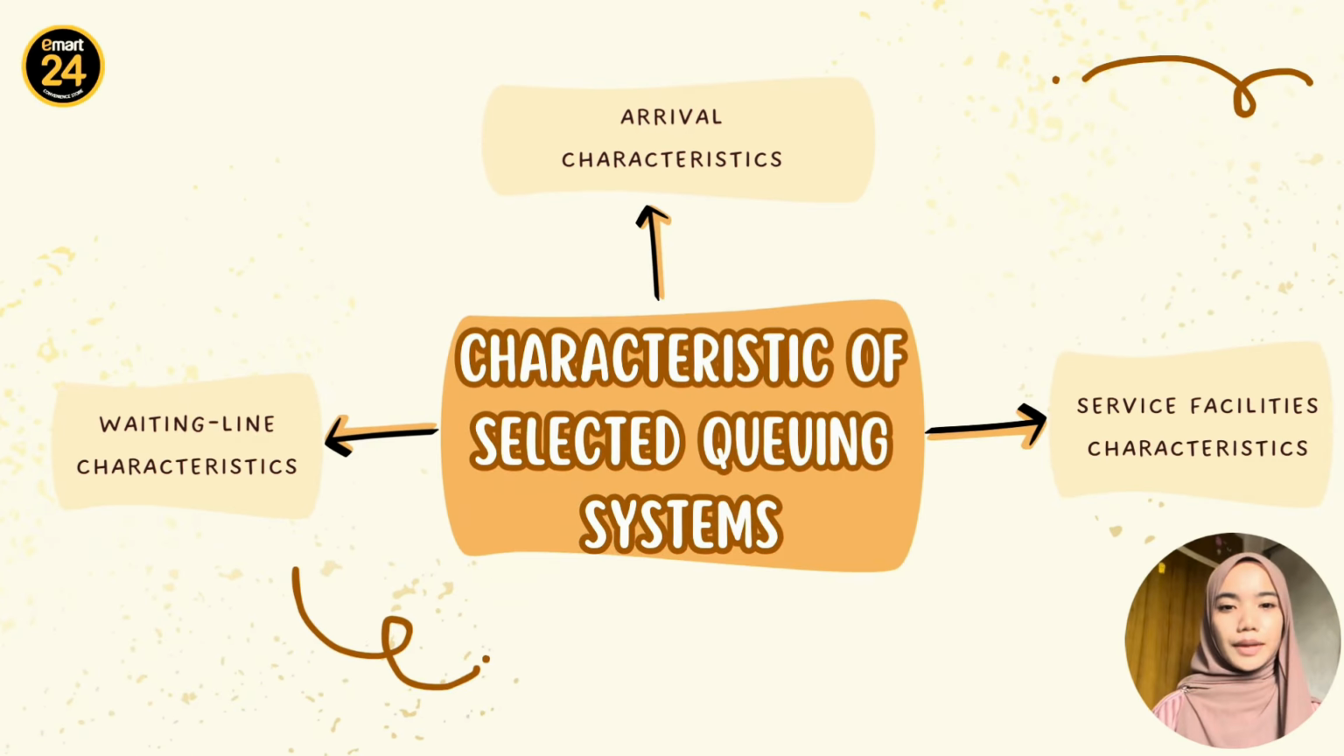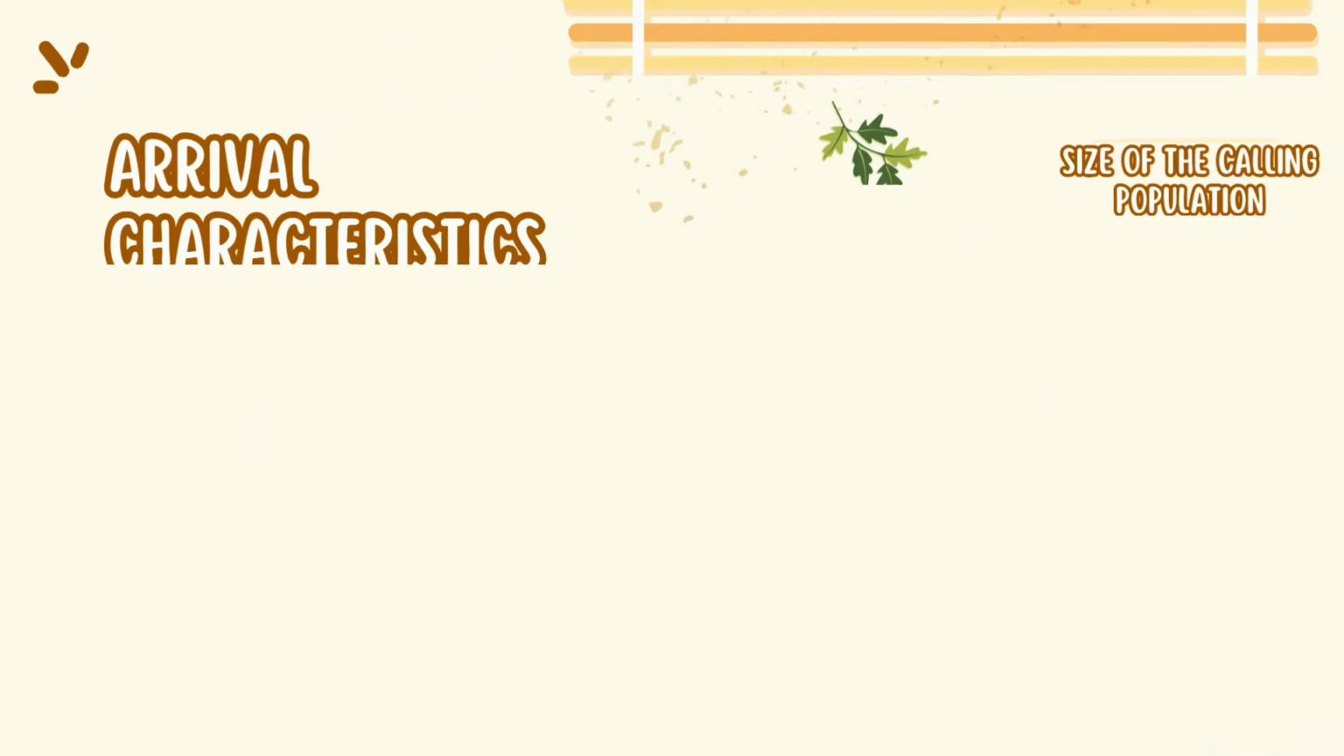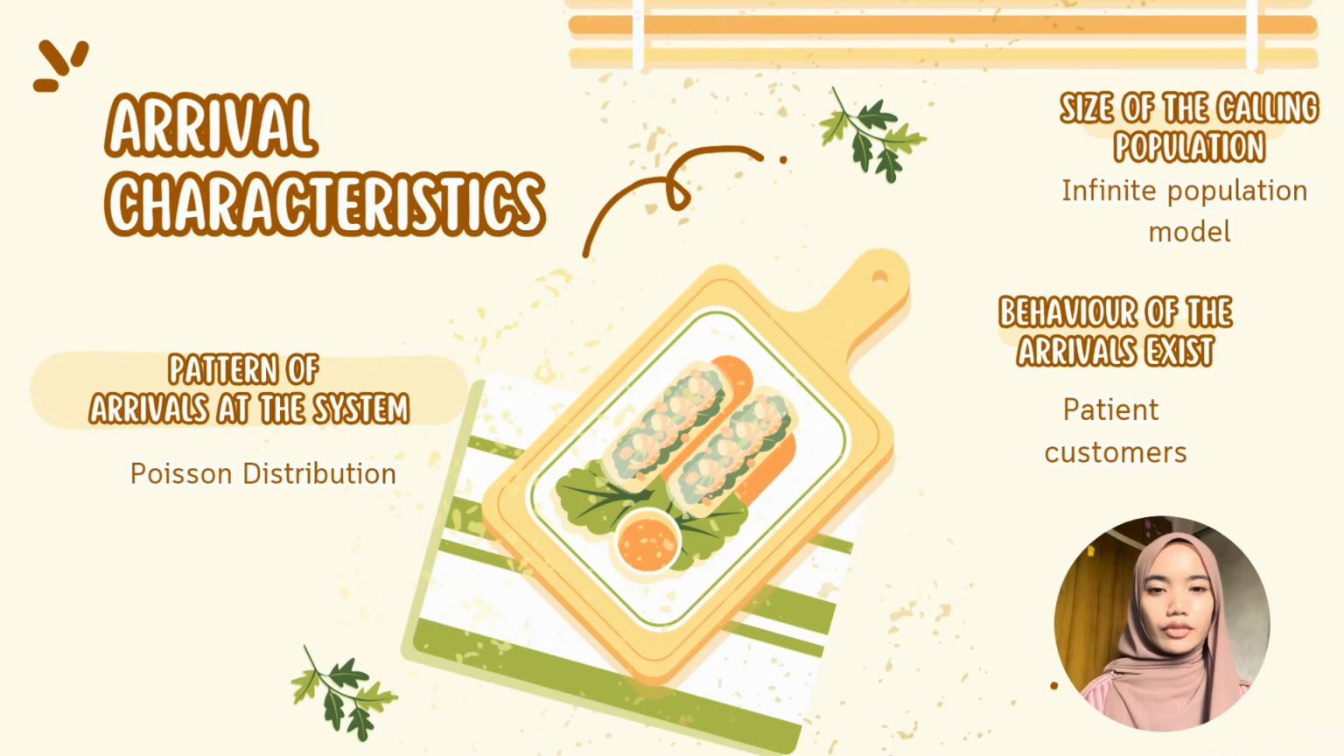Now, there are three types of characteristics of a queuing system, which are arrival characteristic, waiting line characteristic and service facilities characteristic. First, arrival characteristic. The size of the calling population is considered infinite since the mart serves the general public with no fixed or limited number of customers. Next, the pattern of arrival at the system follows a Poisson distribution. For example, the average number of arrivals per hour, lambda, equals 18 customers per hour. Lastly, the behavior of the arrival is patient customers. Customers wait in the queue until they are served.